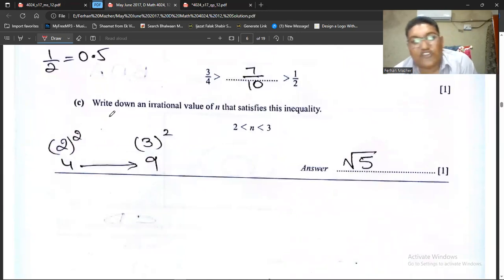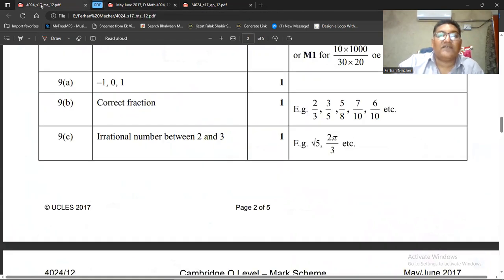So the square of 2 is 4, the square of 3 is 9. So look for a prime number between 4 and 9. The prime numbers between 4 and 9 are 5 and 7. Okay, these are two prime numbers. So take the square root of that prime number, and that will be the irrational number. Very simple technique. So under root 5 is a good answer. So under root 5 is the right answer, sir.